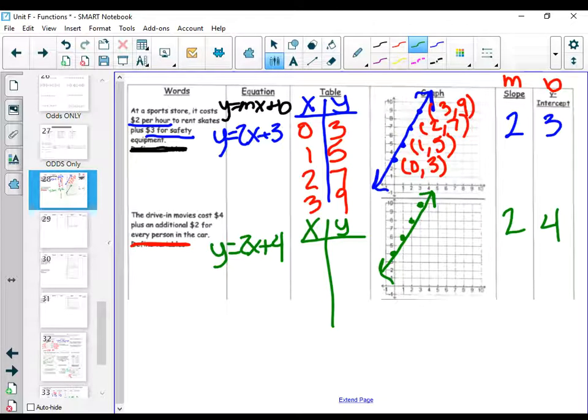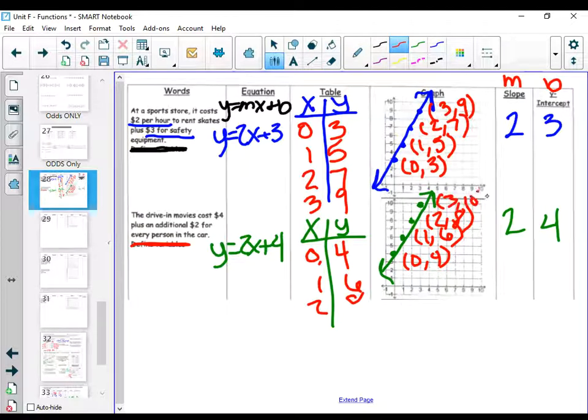And I'm going to do the same thing on this side. My points are coming from my graph. So my first point is 0, 4. Then I have 1, 6, 2, 8, and 3, 10.